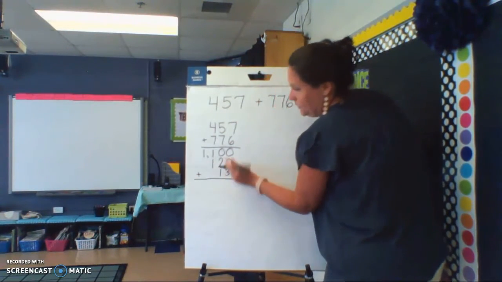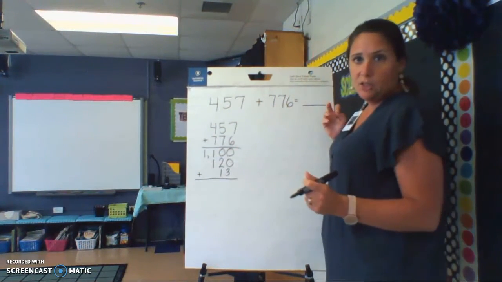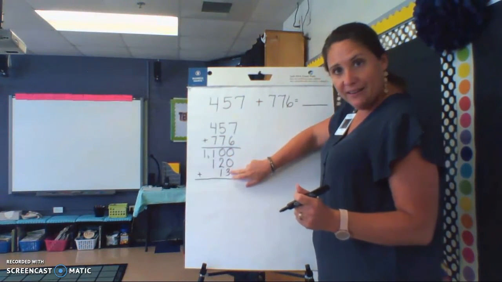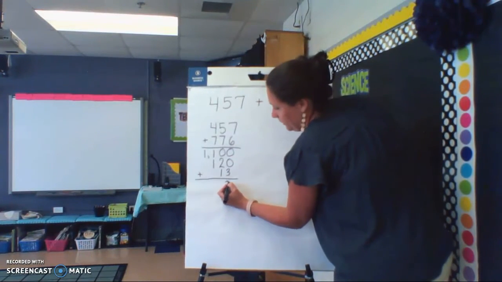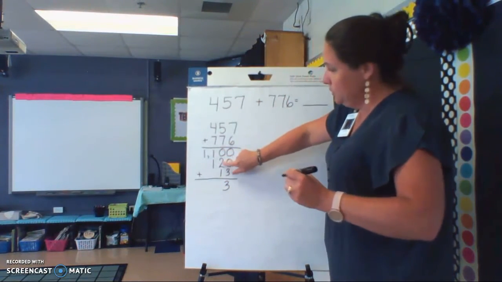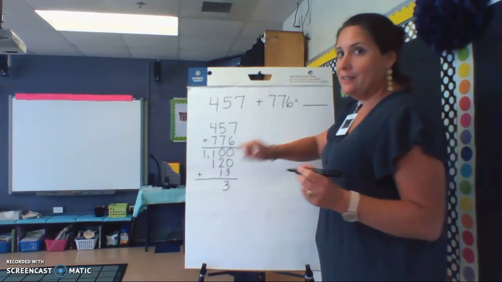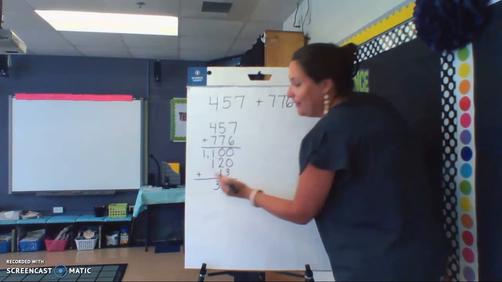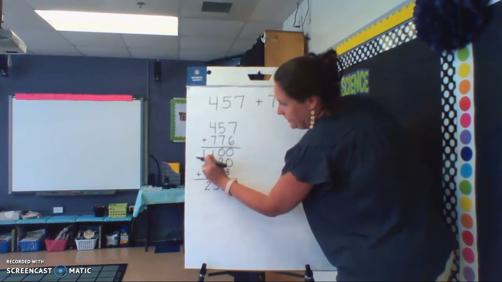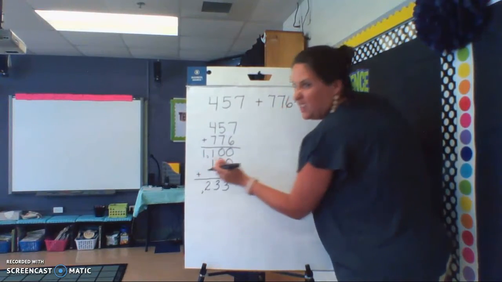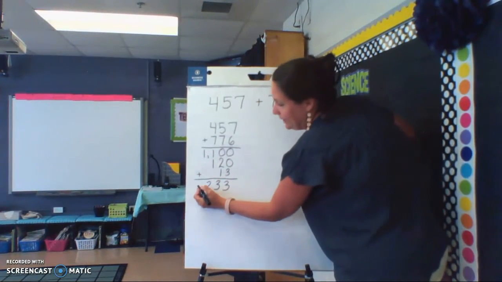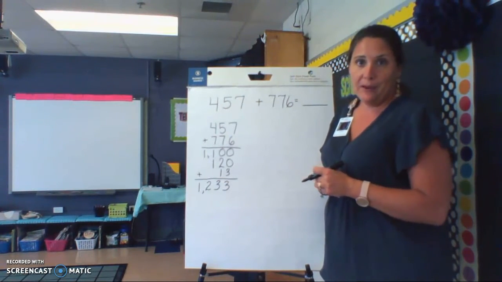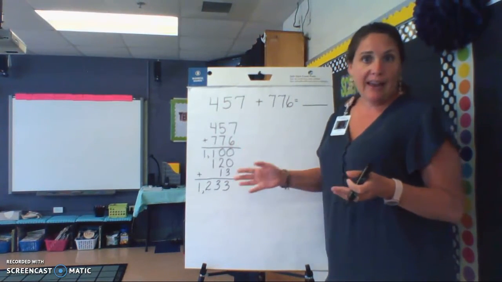And see all of these friendly numbers with the zeros? That makes it so much easier to add. So now we're going to say 0 plus 0 plus 3. We know that is 3. And 0 plus 2 plus 1. That is 3. And 1 plus 1. That is 2. Bring down your comma. And 1 plus nothing. That is 1. The answer is 1,233. Now that's breaking it apart by adding each place.